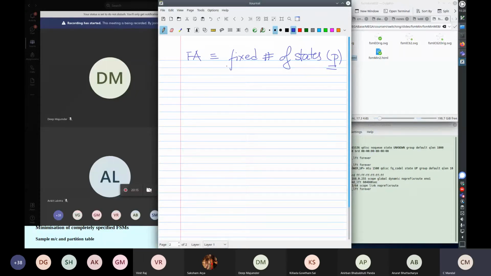You have designed a serial adder. Haven't you designed a serial adder? Yes? You have already done that assignment in the lab, in fact. You have designed a serial adder, right? So my question is, this serial adder can add two numbers of any length, right?